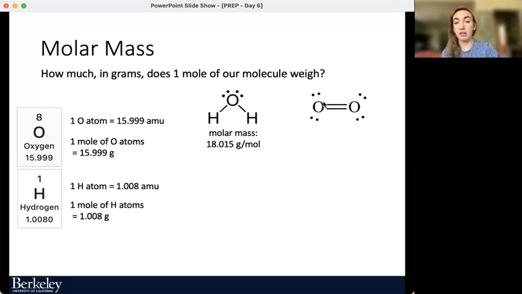For oxygen, O2, 1 oxygen molecule has 2 oxygen atoms. And so what that will mean is that 1 mole of O2 molecules is the same as 2 moles of single oxygen atoms. And so our molar mass will be 31.998 grams per mole, because I've just taken this 15.999 times 2. Does this make sense, how I did that?